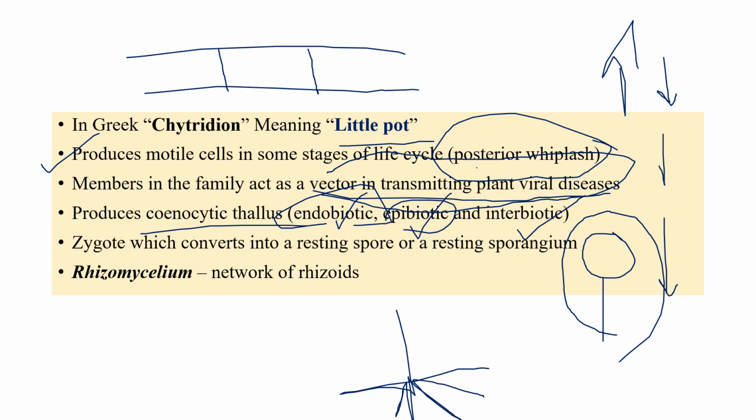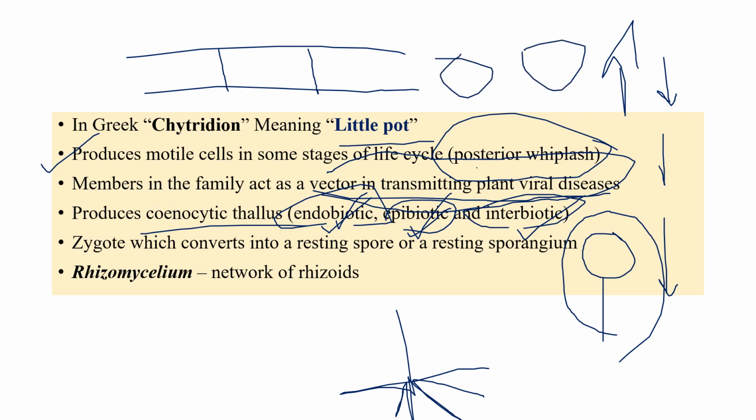I would say one more thing. Generally, in the epibiotic type, the fungus grows outside the host, but it will send its rhizoids inside the host. So endo means the thallus grows inside. Epibiotic means the thallus grows outside, but it will send rhizoids inside the host. The last one is the interbiotic. Inter means in between. It acts as an attachment to many hosts. Many hosts can be attached by this interbiotic.